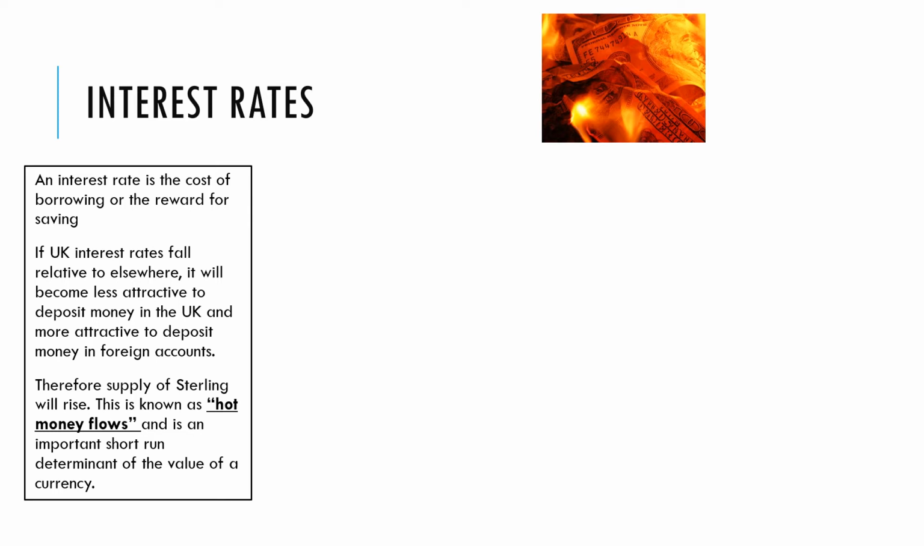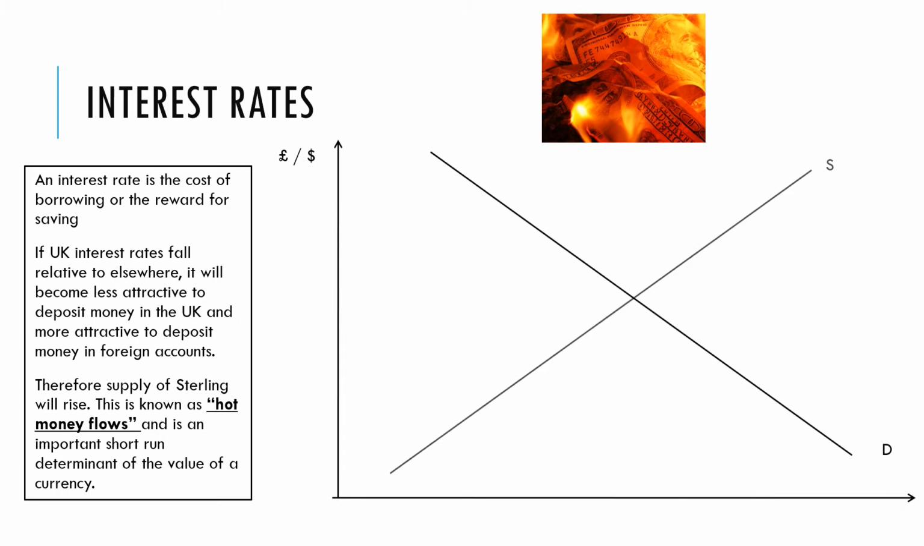This theory is known as hot money flows, as money moves between countries chasing the highest rate of interest, and often doesn't stay for very long. It's moving based on the interest rate, so we call it hot money flows, like a hot potato. It's an important short-run determinant of the value of a currency. So again, I can illustrate the impact of this.